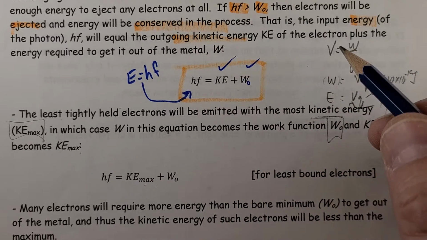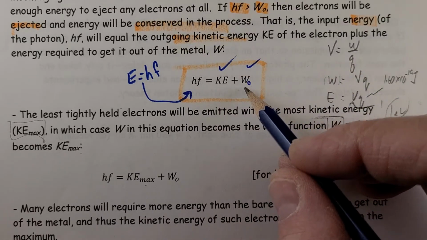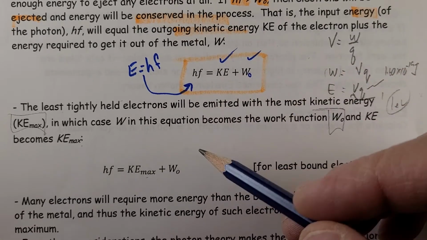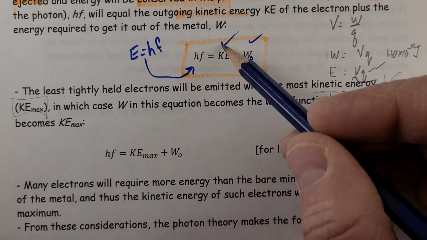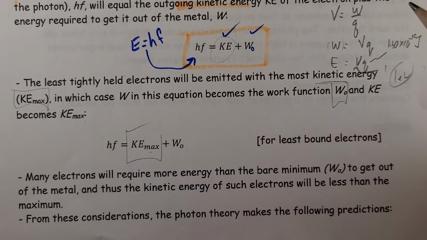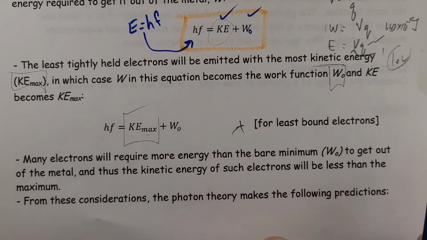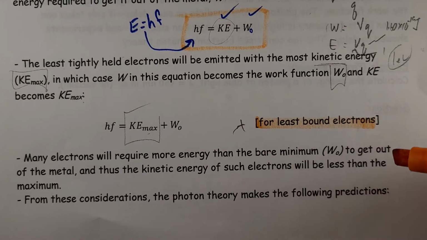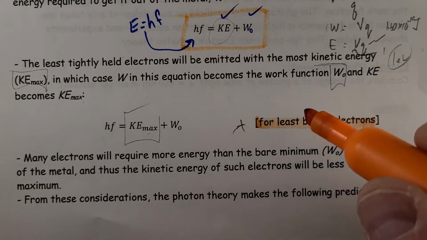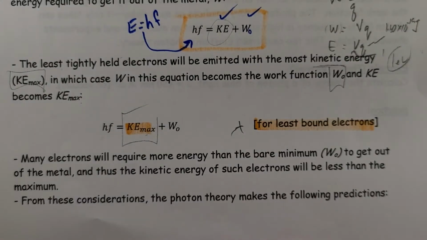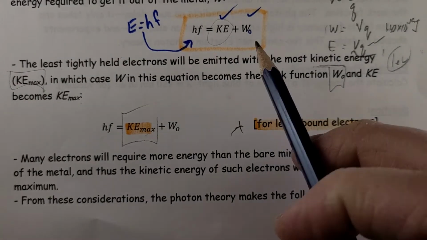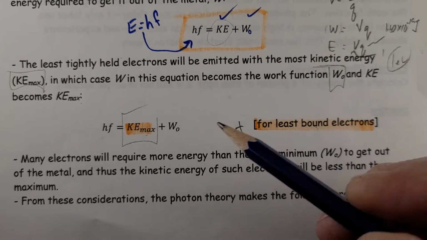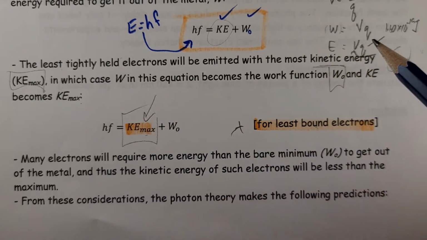So if we look at the absolute minimum energy that I need to remove an electron at a particular frequency, I can do it this way, and then the kinetic energy would be the maximum kinetic energy that I could have. And of course, that is for the least bound electron. So the ones that are held in with the least amount of force are going to have the maximum kinetic energy. So there's nothing to change with the equation. It's just simply noticing that the ones that are the easiest to kick out will have the maximum kinetic energy.